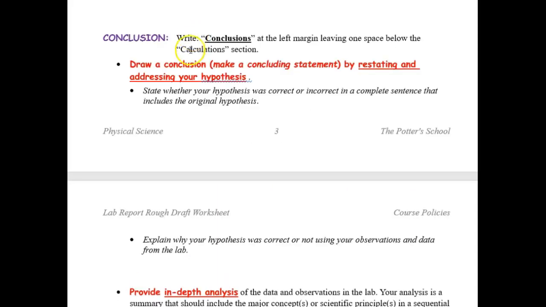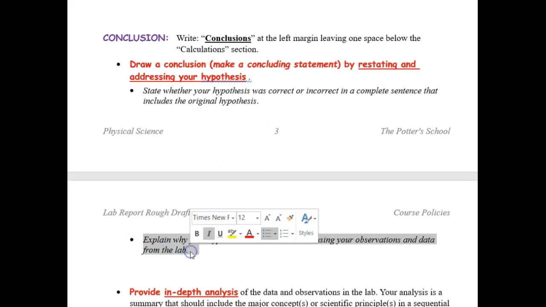When you come to the conclusions section, you'll notice that all the sections have a statement that says write, in this case, conclusions at the left margin, leaving one space below the calculation section. That's an important organizational thing for your lab report. The conclusions section has several parts. The first part is that you draw a conclusion or make a concluding statement by restating and addressing your hypothesis. What does that mean? You state whether your hypothesis was correct or incorrect in a complete sentence that includes the original hypothesis. And second, you explain why your hypothesis was correct or not using the observations and data from the lab.